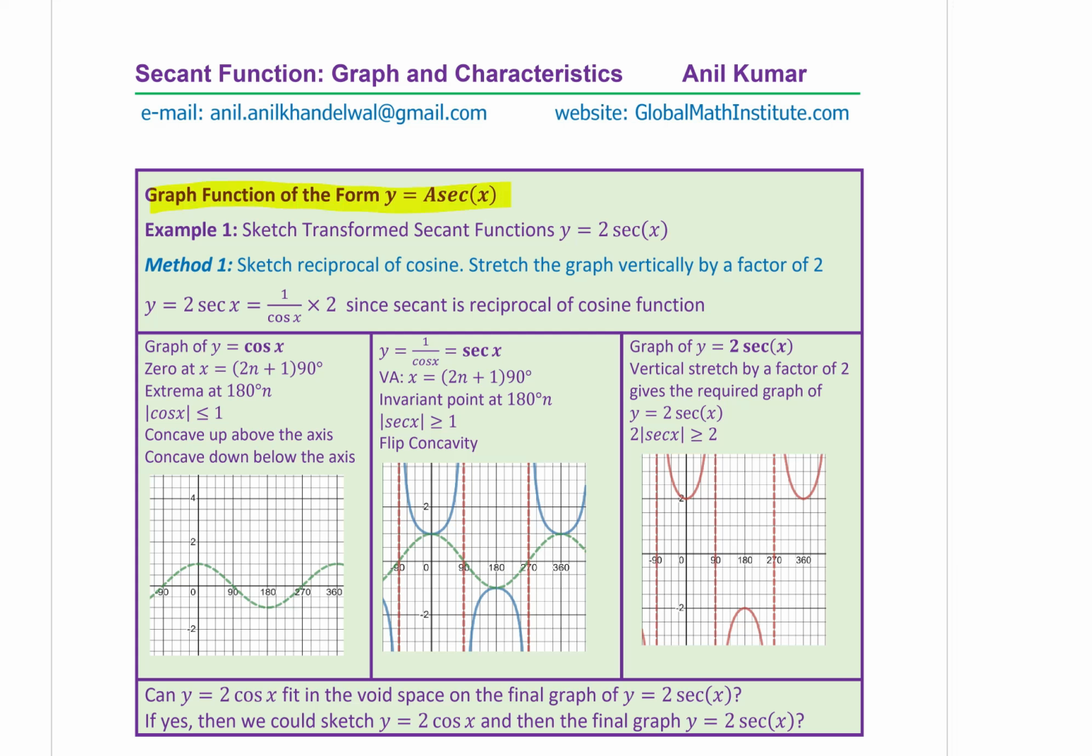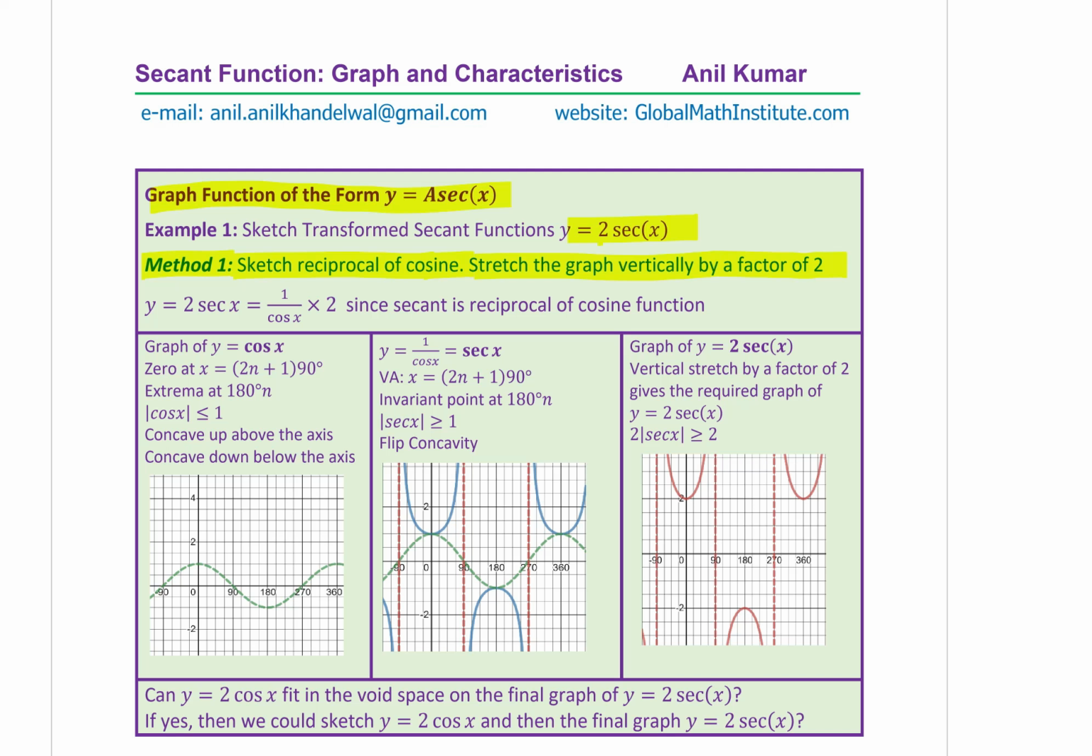So we'll graph the function of the form a times secant x. That means it is vertically stretched by a factor of a. Example, sketch the transformed secant function y equals 2 secant x. Now we'll adopt two different methods to do this sketching of the graph. In the first method, as you know, secant is the reciprocal of the cosine function. So we'll sketch the reciprocal of cosine basically, and then we'll stretch the graph vertically by a factor of 2 to get 2 times secant x.